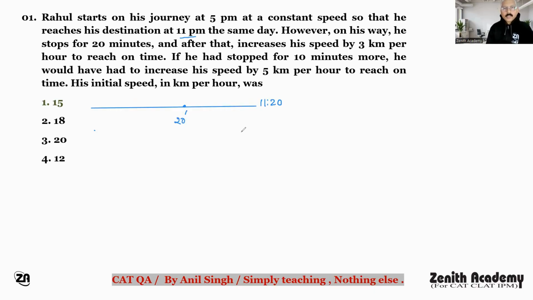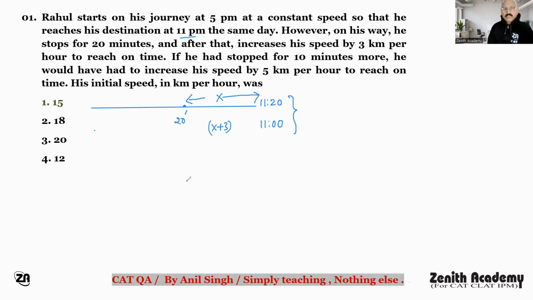To cope up this 20 minutes, what he did, if his initial speed is x, then this distance, if he traveled with x kilometer per hour initial speed, then he will reach 20 minutes late. So for this purpose, he increased his speed plus 3 kilometer. And now he is reaching at time 11 p.m. This is the first case.